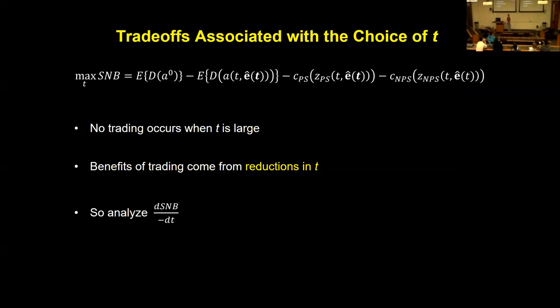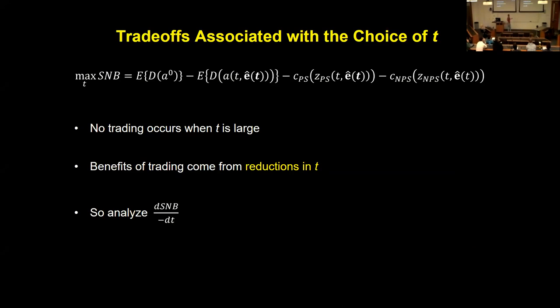So now I want to look at the trade-offs associated with the choice of T. Again, going back to this social net benefit function, but now I've plugged in these response functions for E hat into this problem. And I'm going to take a derivative with respect to T to see what the trade-off, the marginal effects would be as you increase T or as you change T.